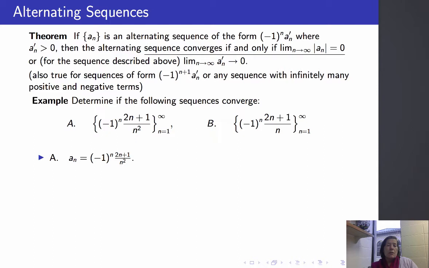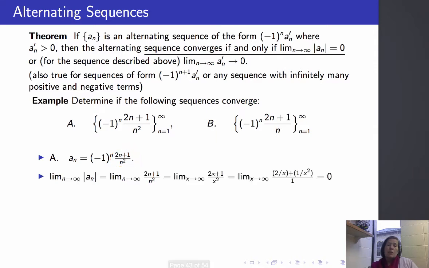So let's look at the sequence A here and try to figure out whether it converges or diverges. Certainly an alternating sequence, its nth term is given by (-1)^n times (2n+1)/n^2, and of course the positive part there is (2n+1)/n^2. This converges only if the limit as n goes to infinity of the absolute value is 0. And the absolute value is what you get when you ignore the (-1)^n part. So we need to calculate the limit as n goes to infinity of (2n+1)/n^2.